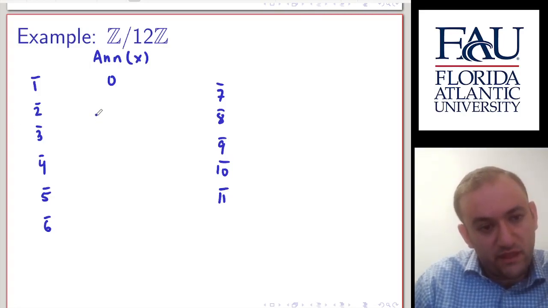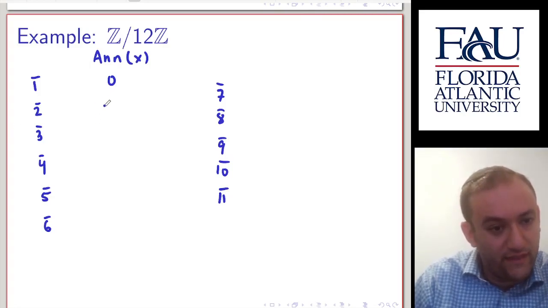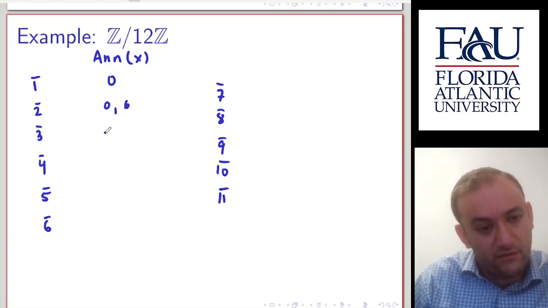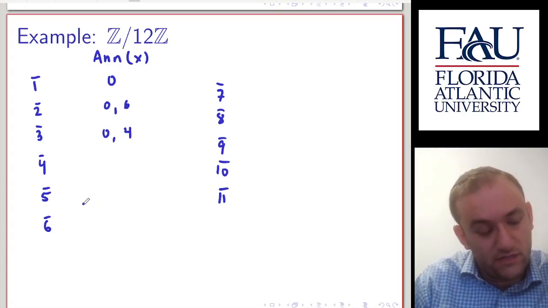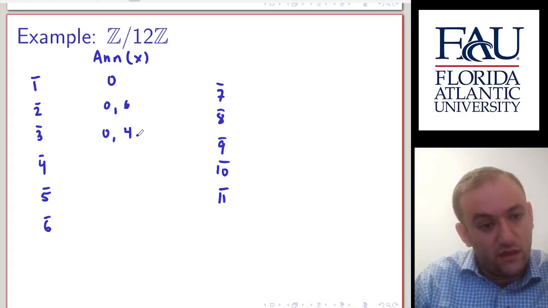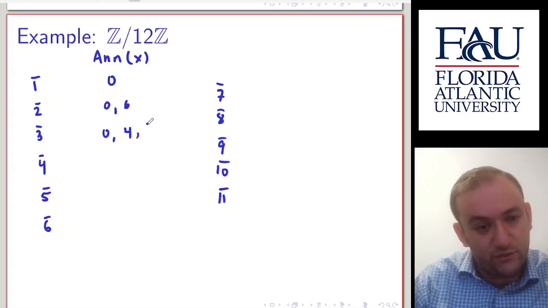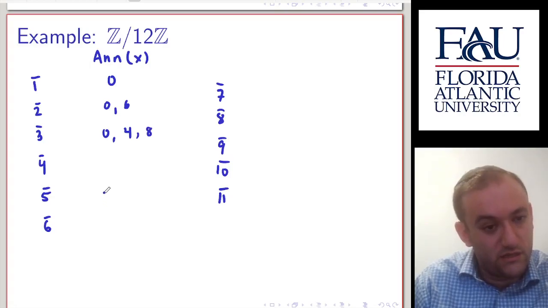2, if you multiply that by 6, you get 12. So we're going to add that in. So this is 0 and 6. How about 3? Well, if we have 0, we can also use 4 to get 12. But similarly, anything with a factor of 4, so 8 also works.